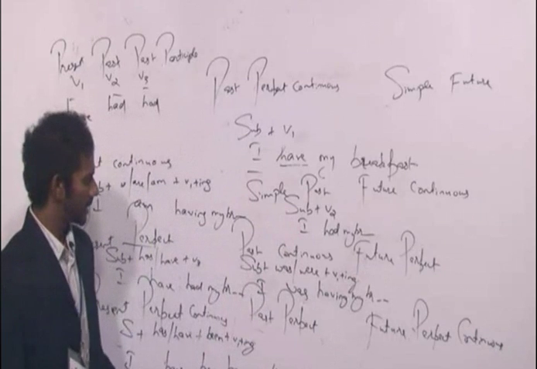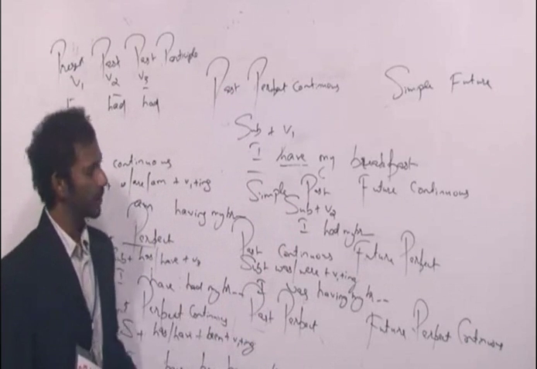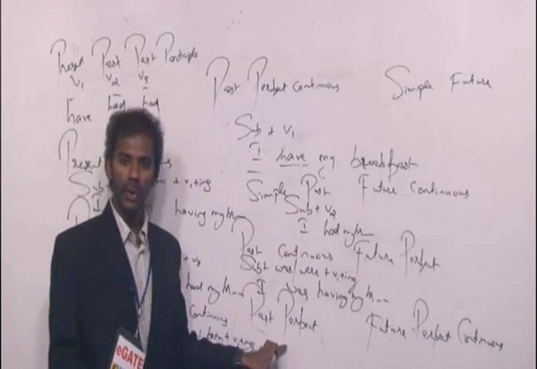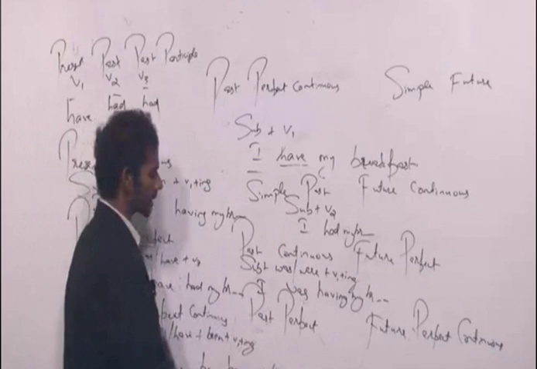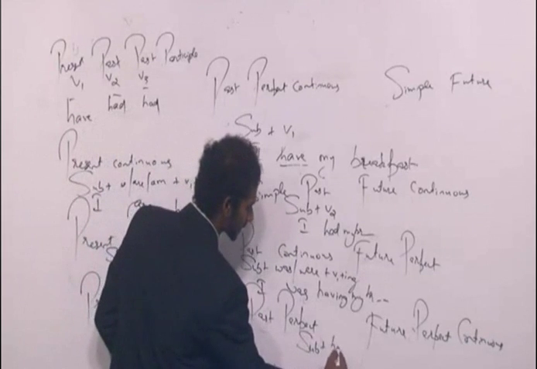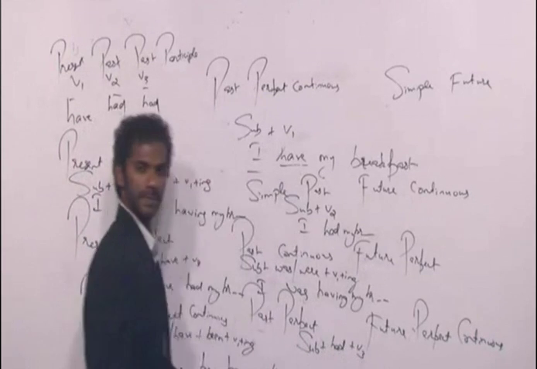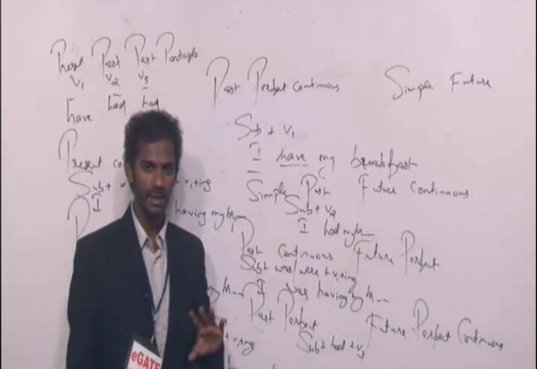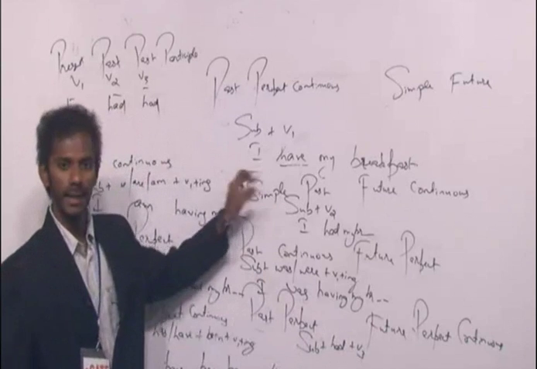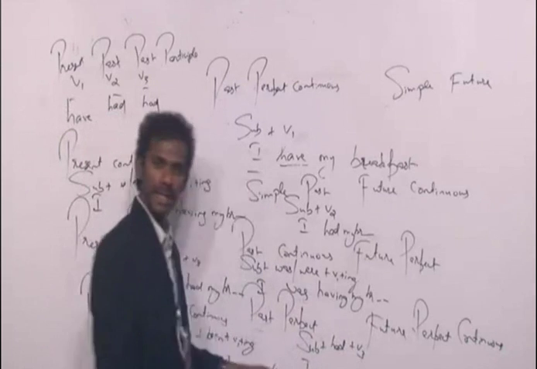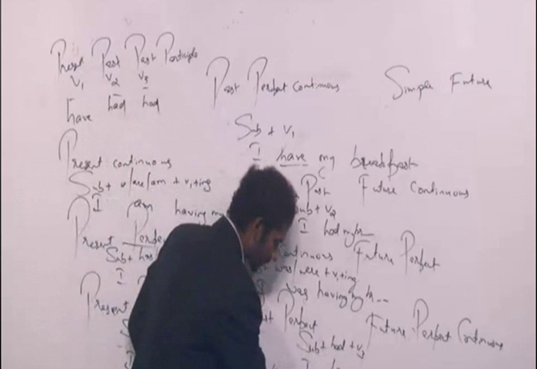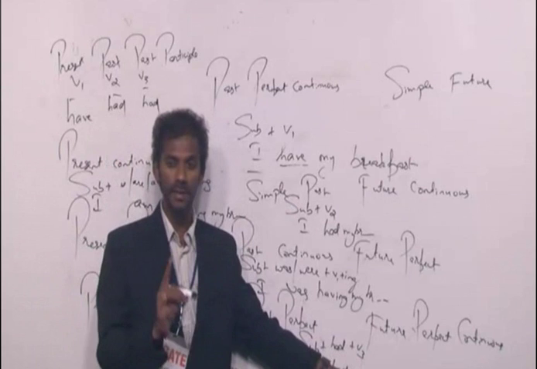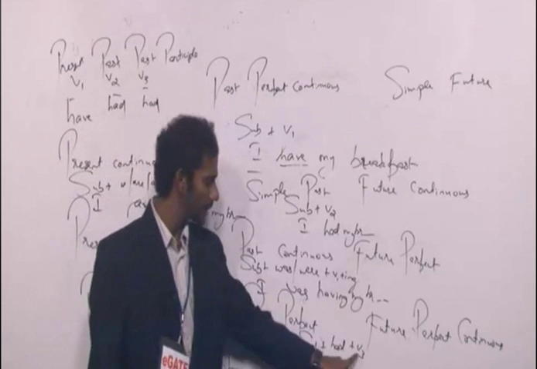Clear? Right. Third category, past perfect. The rule of past perfect tense is subject plus had plus V3. Clear? Fine. Subject here is I. Then had plus V3 because it's perfect tense. I tell you, in perfect tenses only V3 comes and V3 must come. So subject plus had plus V3.